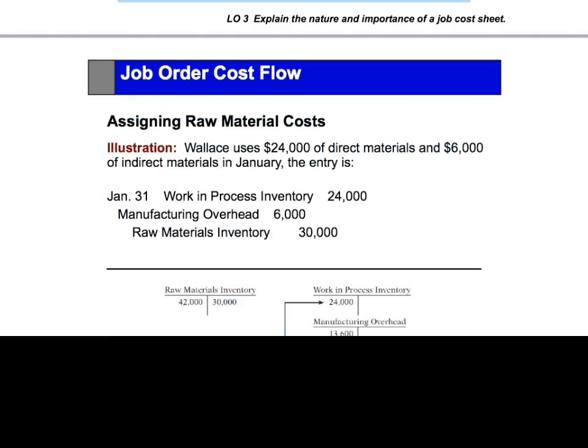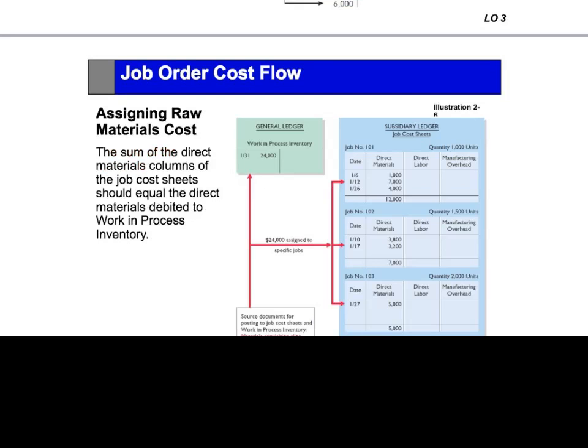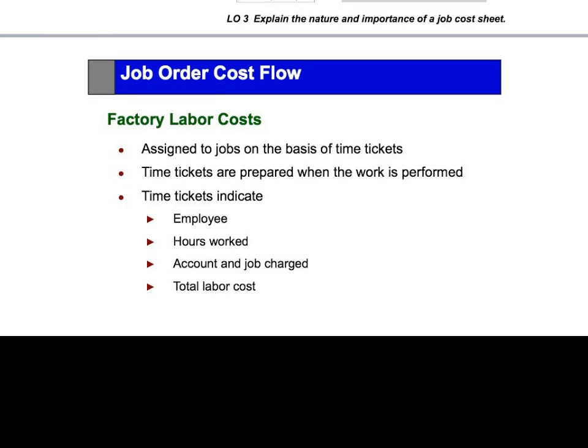Now, so we assign it. Raw material when it was delivered was put into here. Now when it goes to the job, 30,000 comes out, 24,000 goes to work in process, and the rest, 6,000, would go to manufacturing overhead. So that would be the journal entry. We'll talk about journal entries later. Now visually, the 24,000 that went into the work in process account, so much went to this job here, so much to this job, and so much to this job, and you can see they've been recorded at each stage. So that takes care of the material.